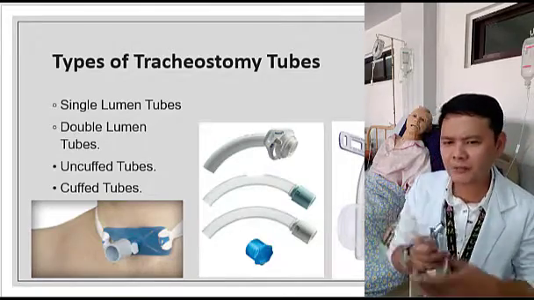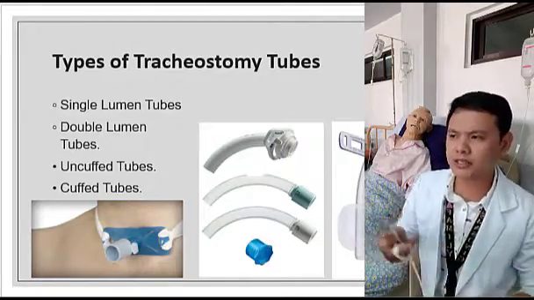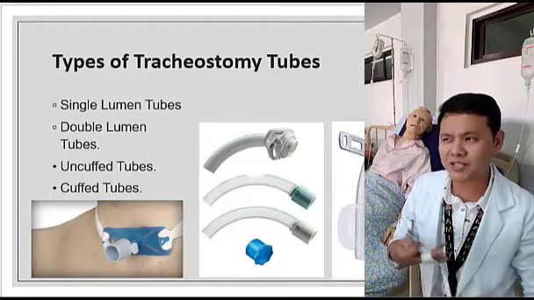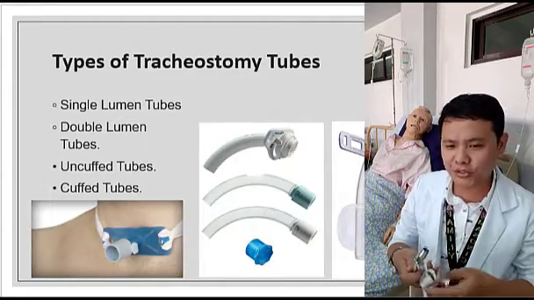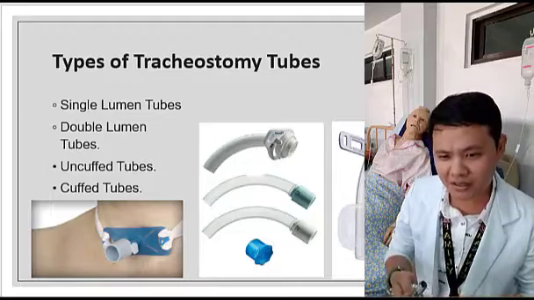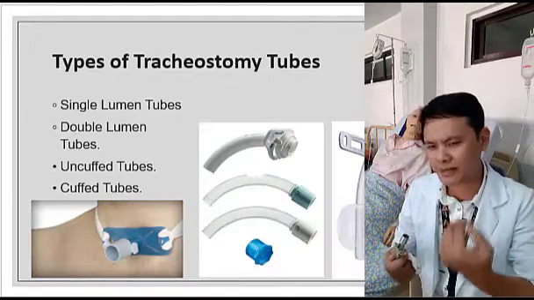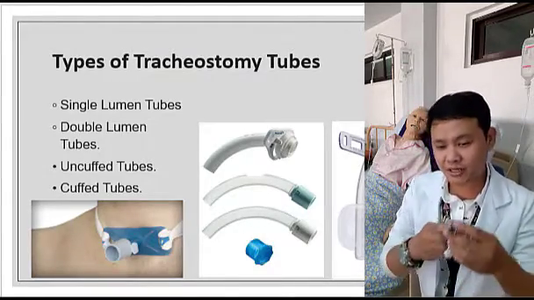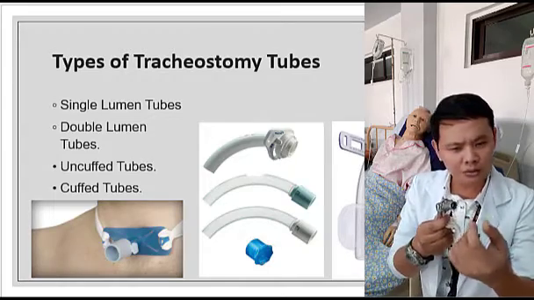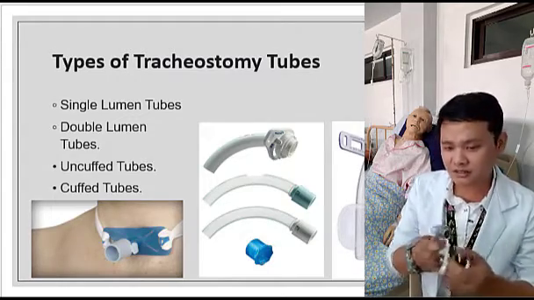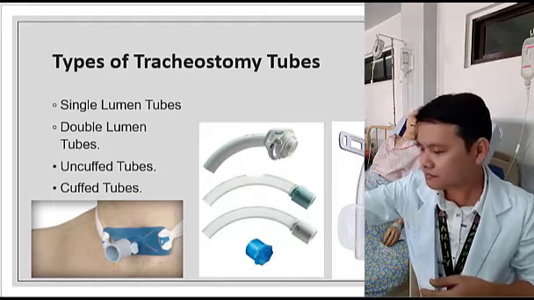Okay, but the main rationale why the single lumen is better is that we can maximize the space in the tracheostomy. Meaning to say, the air coming in and going out is smoother compared to this one since this one has a narrowed space. Okay? Unlike a single lumen.